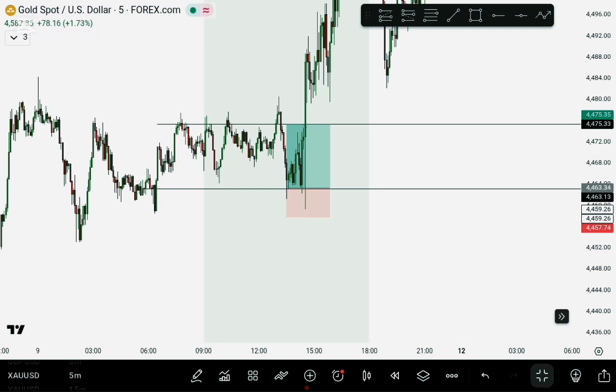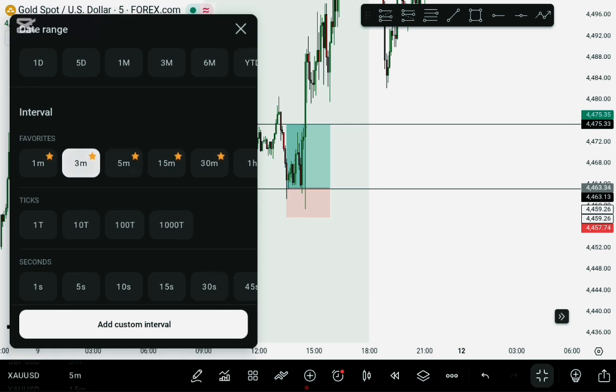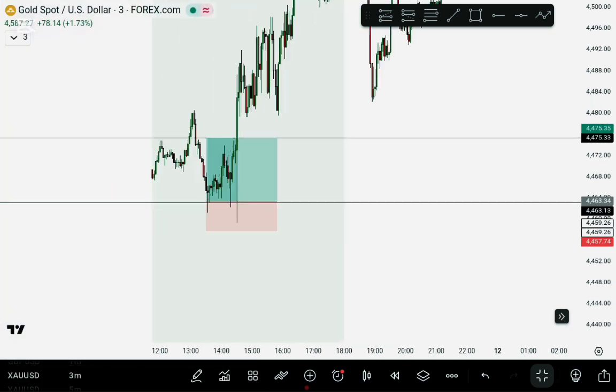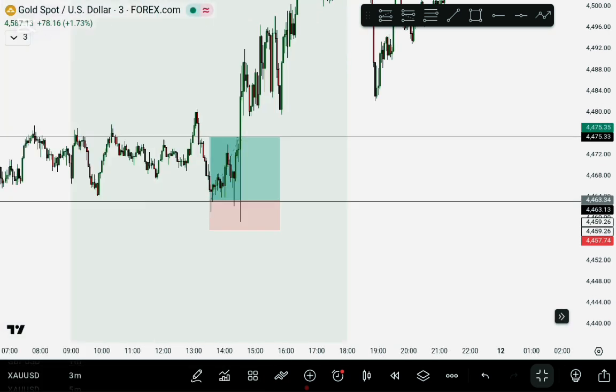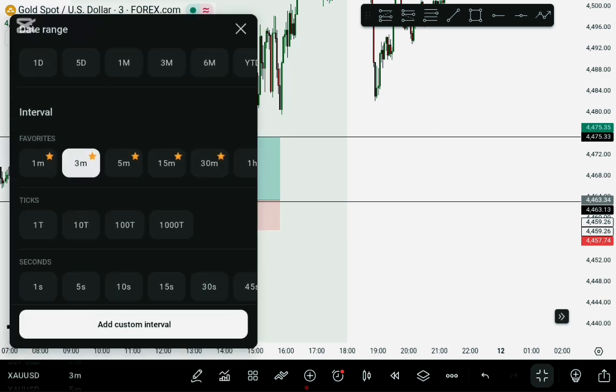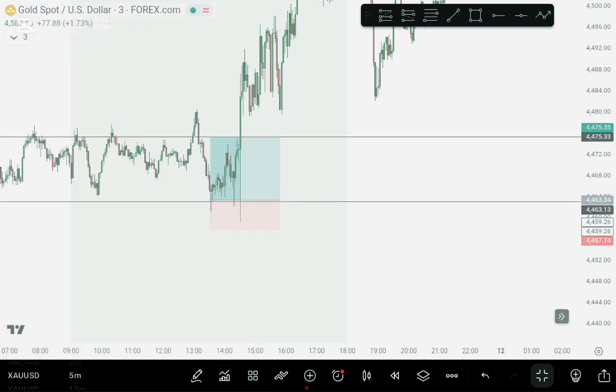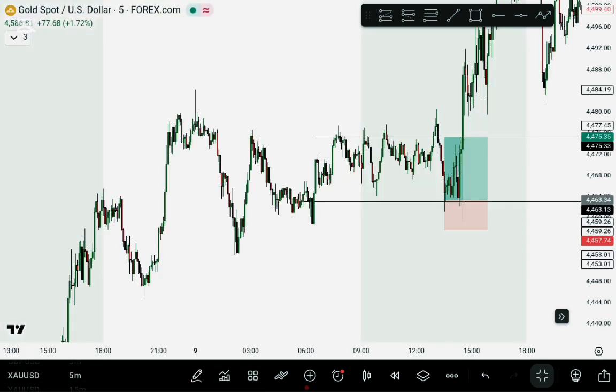You could literally use the 3-minute time frame to get clear structure, but I do use the 5 minutes because the 3-minute time frame gives more noise. So the 15-minute time frame for marking out structures and levels, and the 5-minute time frame to get in entry.